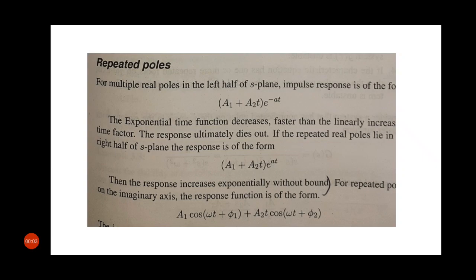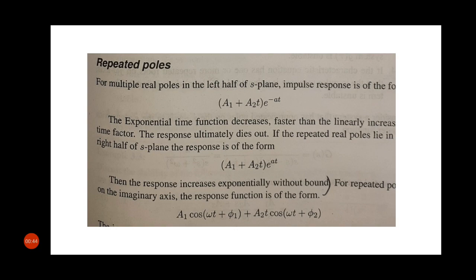Hello student, now we consider the case if there are repeated poles. For multiple real poles in the left half of S-plane, the impulse response is of the form (A1 + A2t) e^(-at). Here the exponential time function decreases faster than the linearly increasing time factor. The response ultimately dies out.